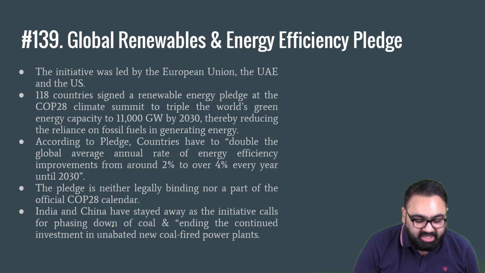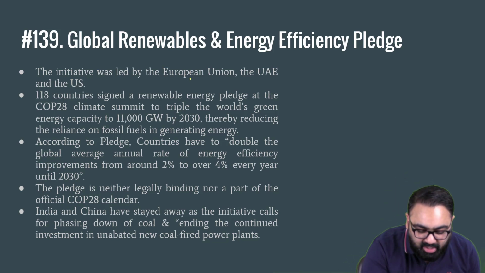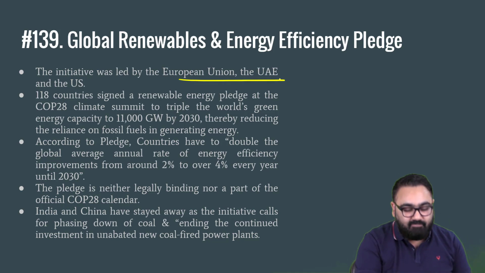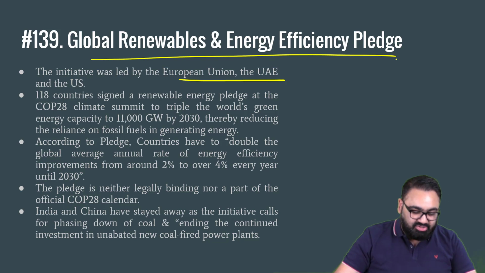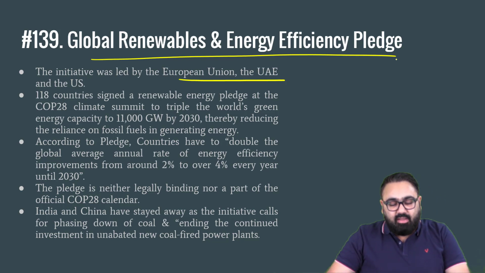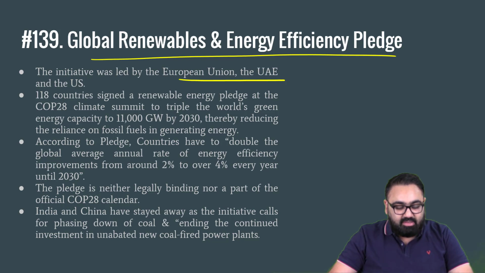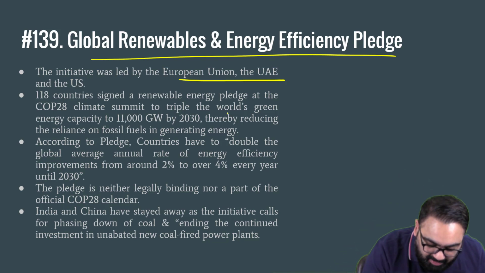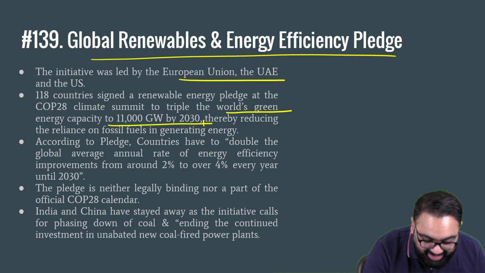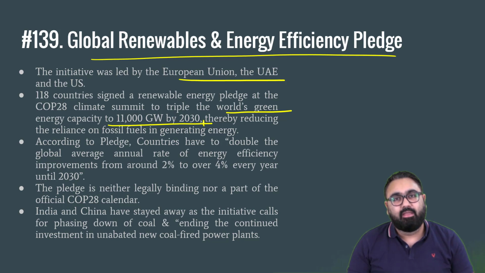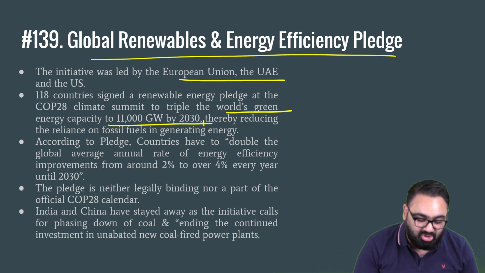COP28 also saw an initiative by the European Union, US and UAE. This is called the Global Renewables and Energy Efficiency Pledge. So a pledge was taken by 118 countries. The pledge was to increase their renewable energy production significantly. So the pledge was to triple the world's green energy capacity to 11,000 gigawatts by end of 2030, and reduce the dependence on fossil fuel.